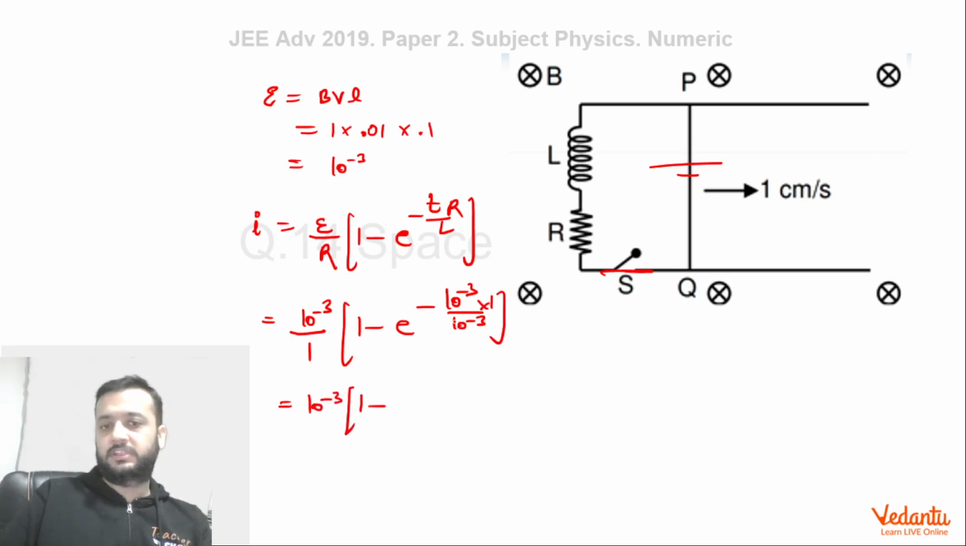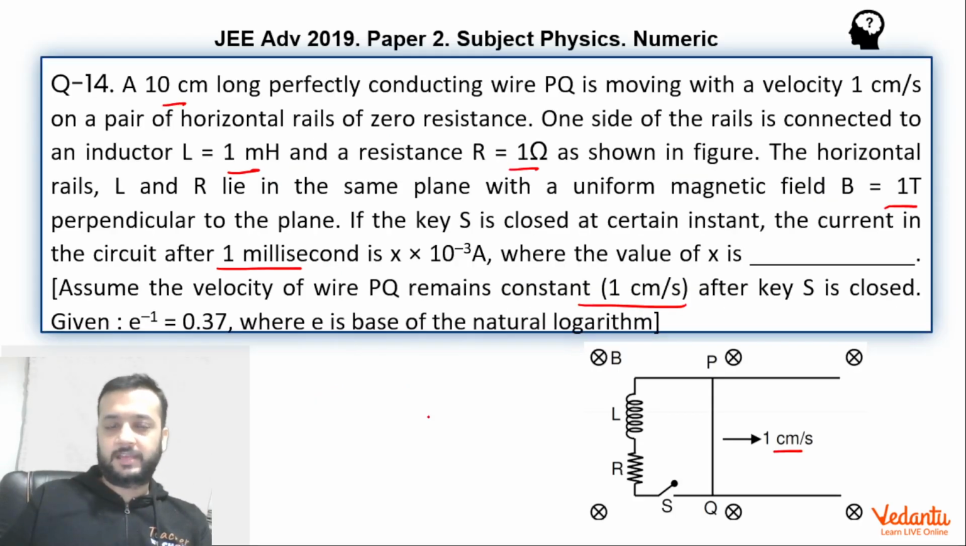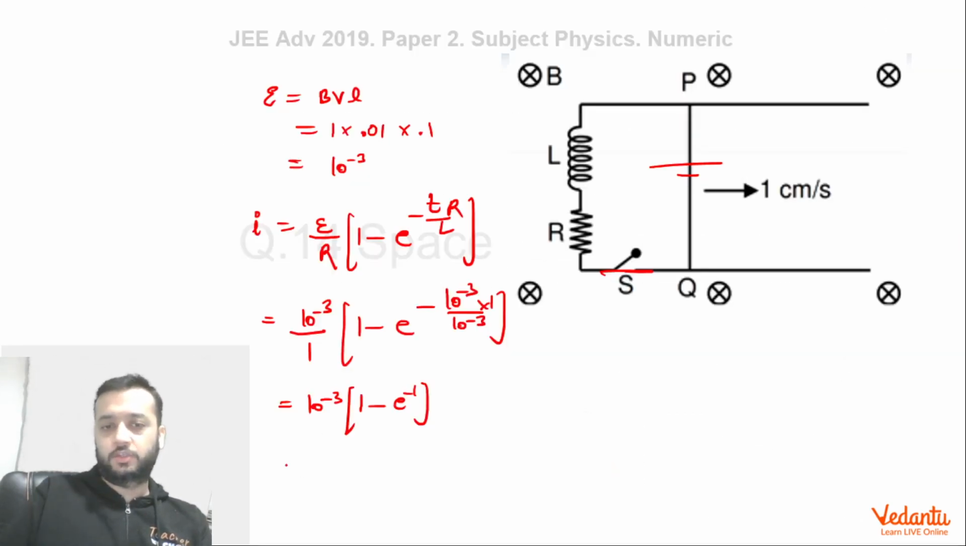So this value becomes e to the power minus 1, which was given to us as 0.37. So always remember, this is a hallmark of a good paper, that they will ask for less calculation and more concepts. So this is 0.63, and hence we can say that the current in milliamperes is nothing but 0.63 itself. So x will be equal to 0.63.